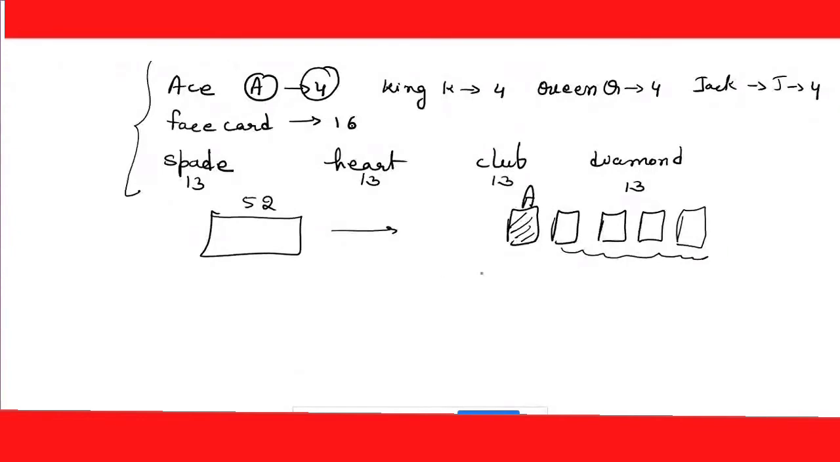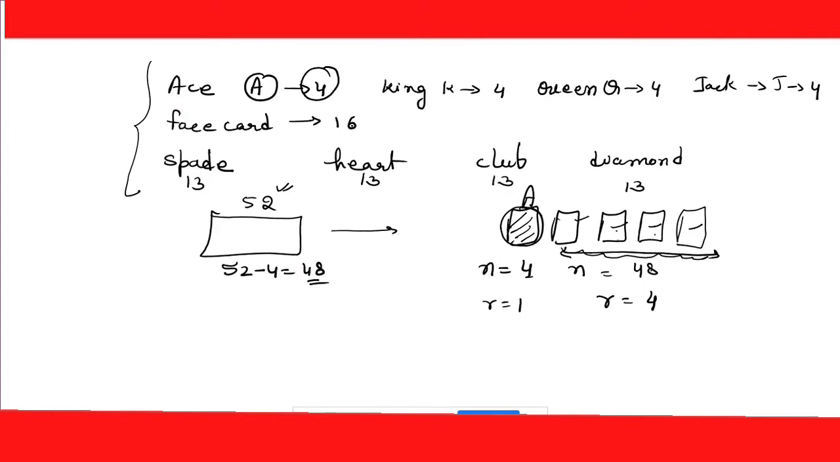4, ma'am. Now here, how many remain? Total 52, 4 are aces, so remaining are 48. In 48 we have to choose 4 cards, and in the 4 aces we have to choose one. So the combination is 4C1 into 48C4. Do you understand or not?